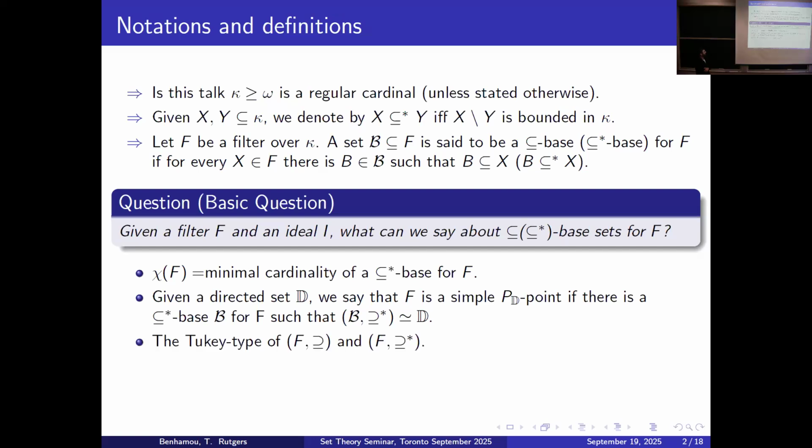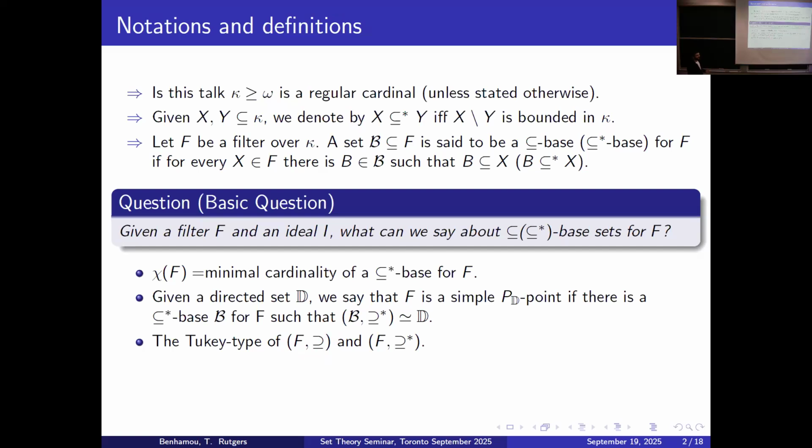Another way of analyzing what the base of F or F star looks like is to think about the Tukey type of either the relation F with reverse inclusion, or F with reverse inclusion star. We will be mostly interested in that kind of Tukey type. I know you probably don't know what Tukey type means. This is the next slide.